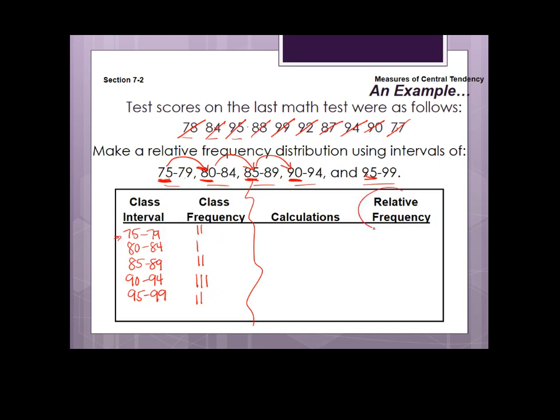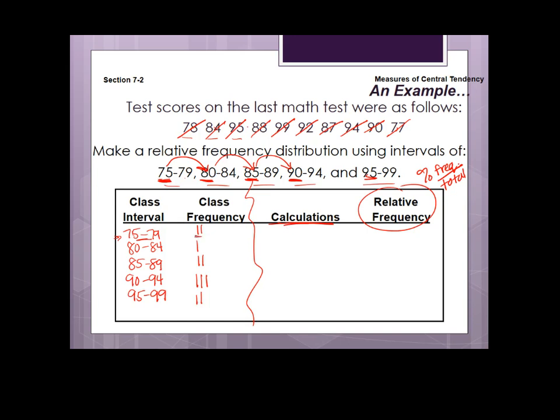Okay, now to figure out the relative frequency, remember that's the percent. So to find the percent, I'm going to take the frequency and divide it by the total, because I want the percent of numbers that occur in this interval range. They've given me a spot for calculations. That usually doesn't show up on your relative frequency chart, but they've given us a spot to do that, so let's take advantage of that.